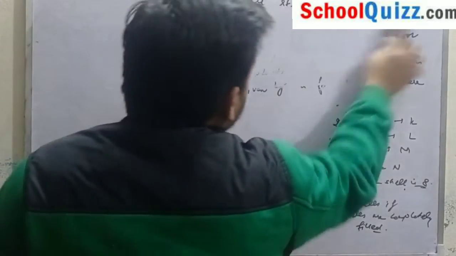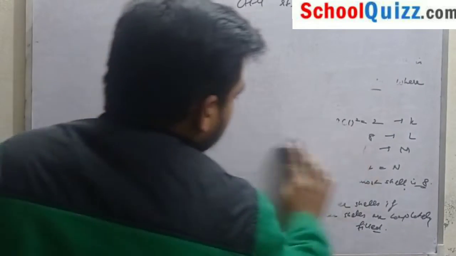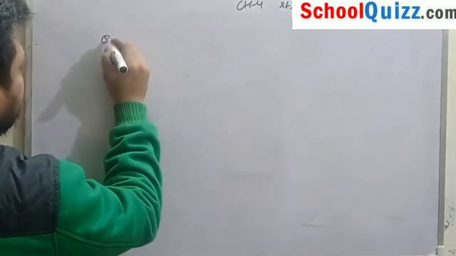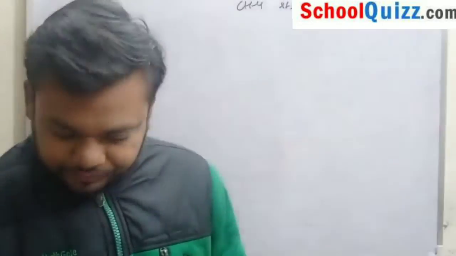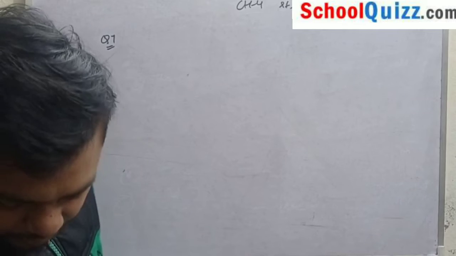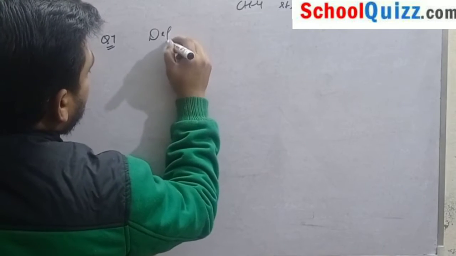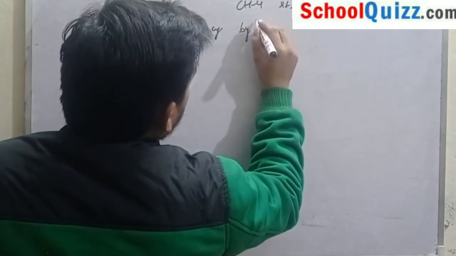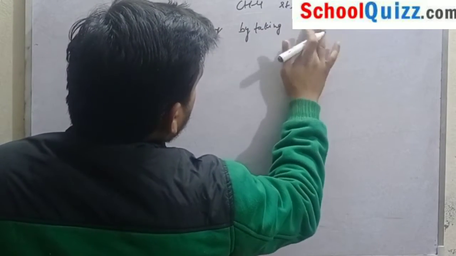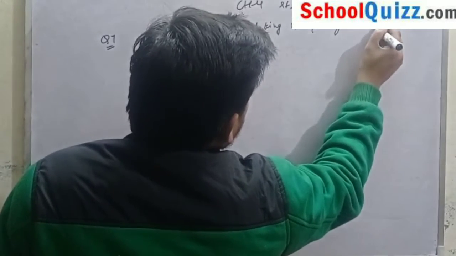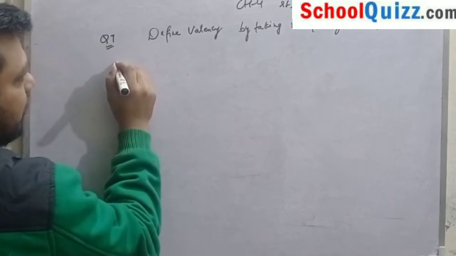Now we will move to question number 7. Question number 7 is: define valency by taking examples of silicon and oxygen.